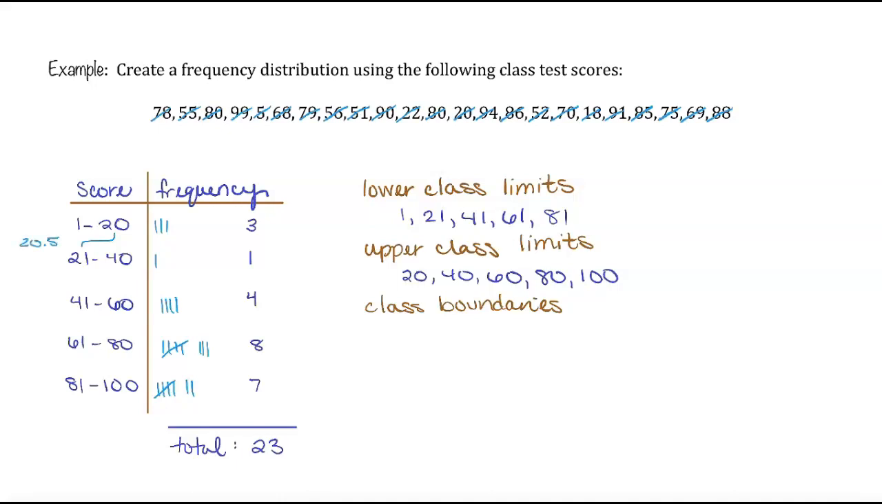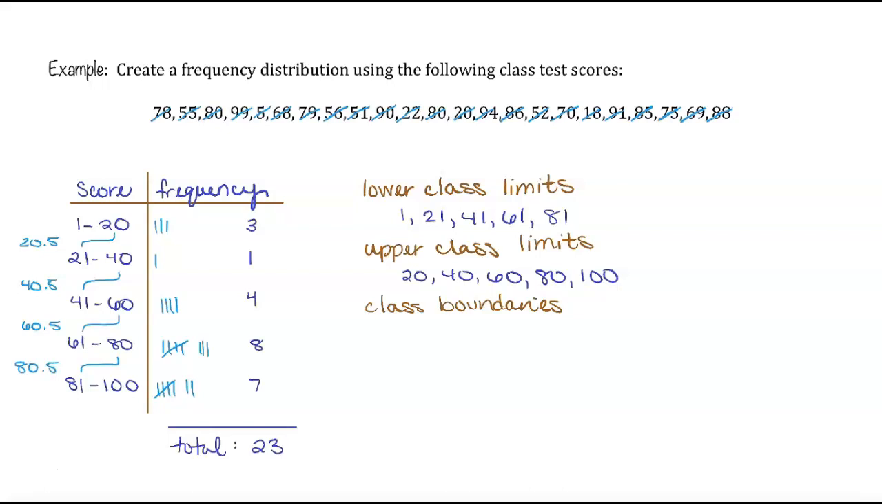The second class ends at 40, and the third begins at 41. The center of that gap is 40.5. The third class ends at 60, and the fourth begins at 61. The center of that gap is 60.5. The fourth class ends at 80, and the fifth begins at 81. So the center of that gap is 80.5.